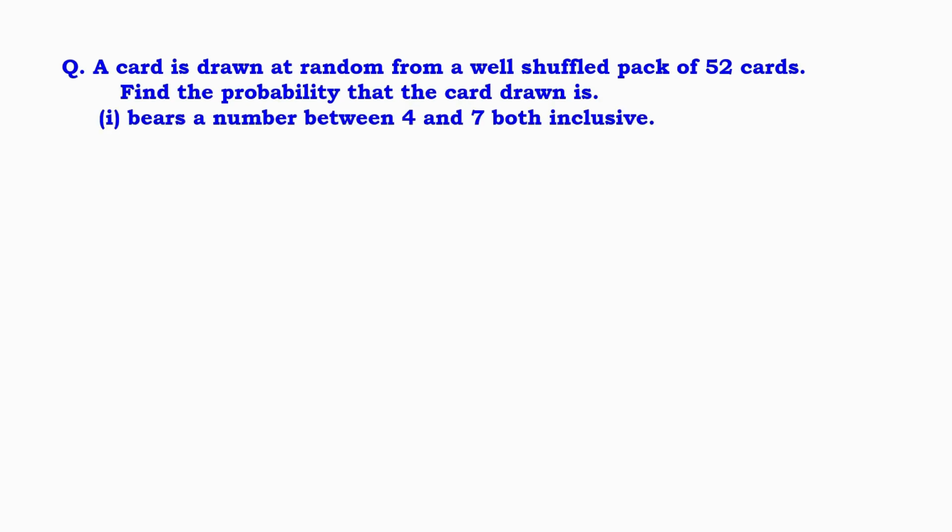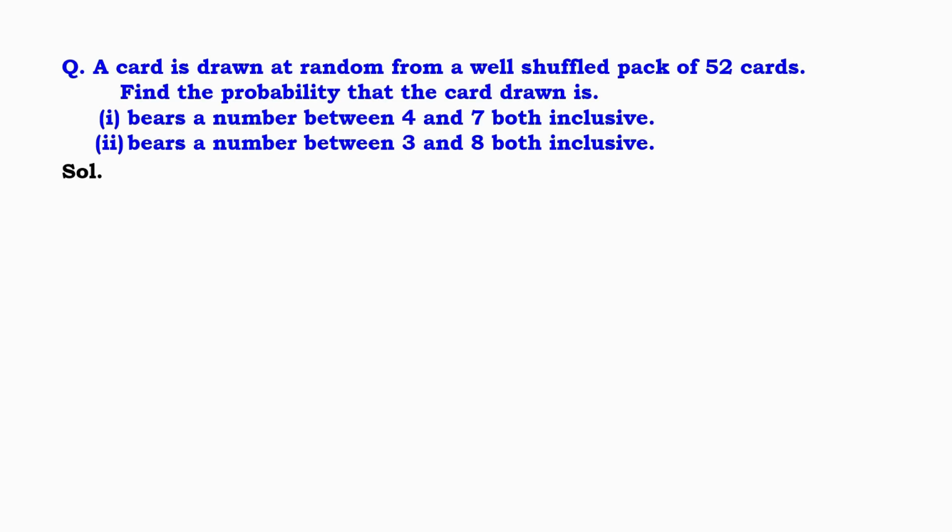So let us take a look at the question. A card is drawn at random from a well shuffled pack of 52 cards. Find the probability that the card drawn is: part 1, bears a number between 4 and 7, both inclusive; part 2, bears a number between 3 and 8, both inclusive. So let us take a look at how we are going to solve this problem.